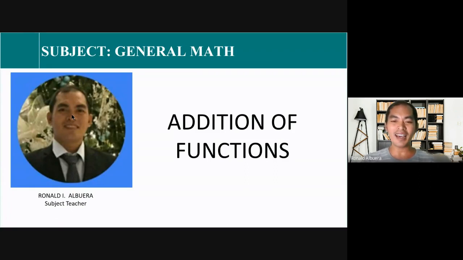Ngayon po ay pag-aaralan natin tungkol sa operation on functions. Mayroong apat na operations on functions, namely addition, subtraction, multiplication, and division. Ang ating pagtutuunan ngayon ay tungkol sa addition of functions.